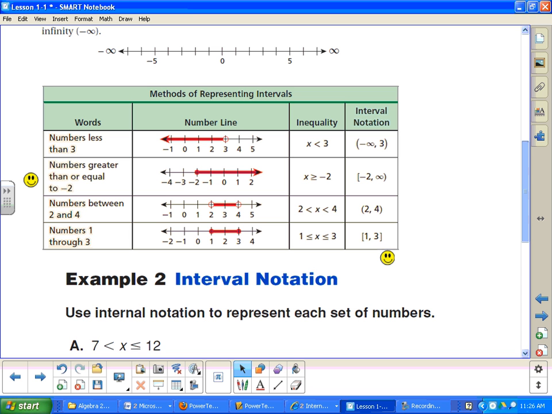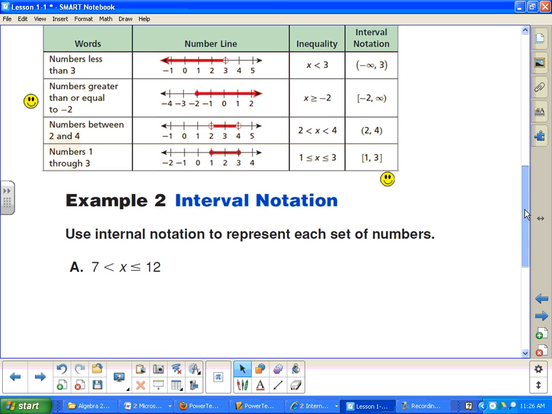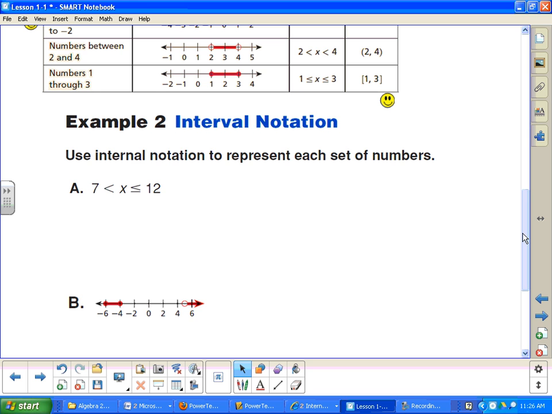Okay. Now, I saw somebody doing this the other day where when they put stuff on a number line, they didn't put it right on the number line. They put it above the number line. Don't do that. Okay? It goes on the number line, not above it. All right, so they want us to use interval notation to represent these sets of numbers.